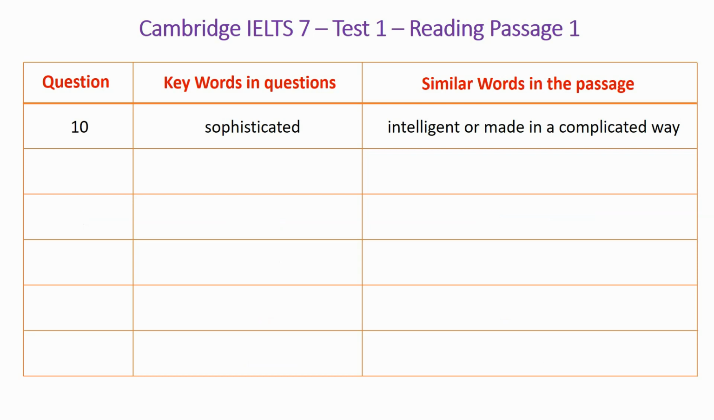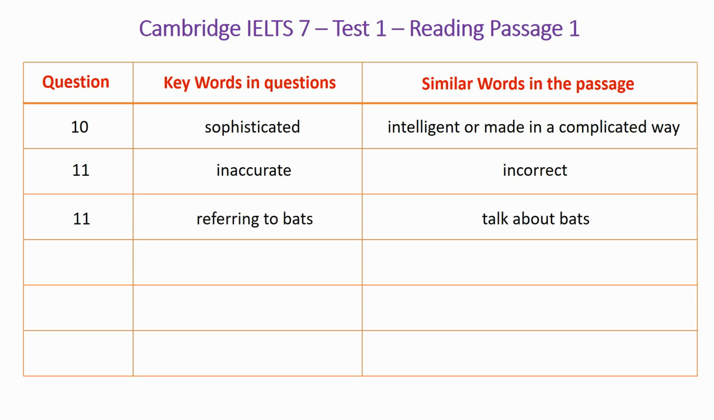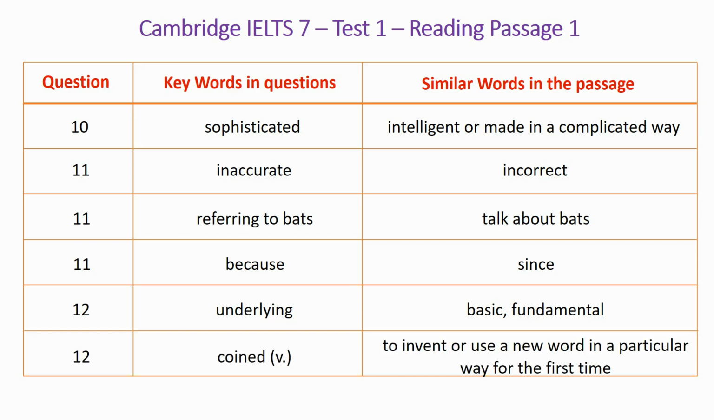Sophisticated, intelligent, or made in a complicated way. Inaccurate, incorrect. Referring to bats, talk about bats. Because, since. Underlying, basic, fundamental. Coined, to invent or use a new word in a particular way for the first time.